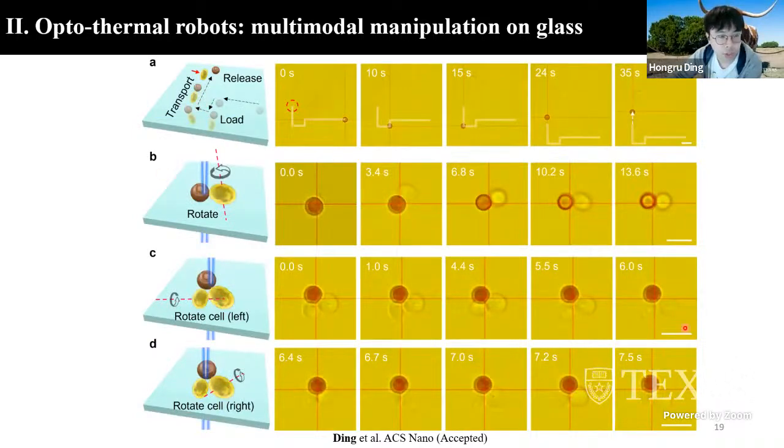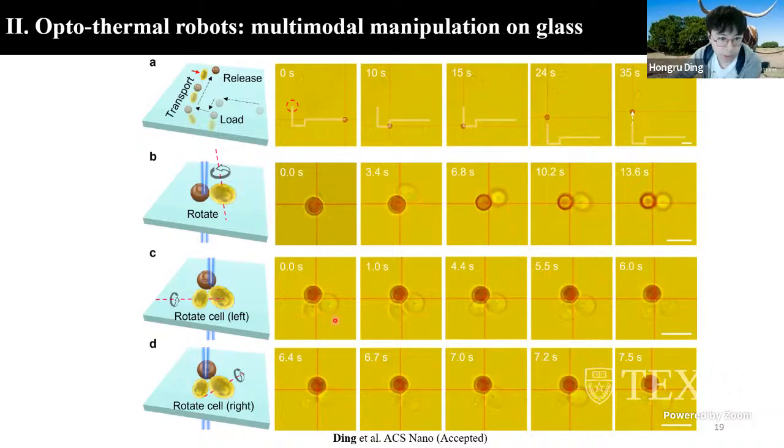And then this page shows the manipulation of single cell. So for this one, you can see we control this synthetic particle and pick up this yeast cell, and then bring the yeast cell to the target position. That's how we achieve the delivery of the single cell. And moreover, we can achieve the rotation of the single cell. You can see here.